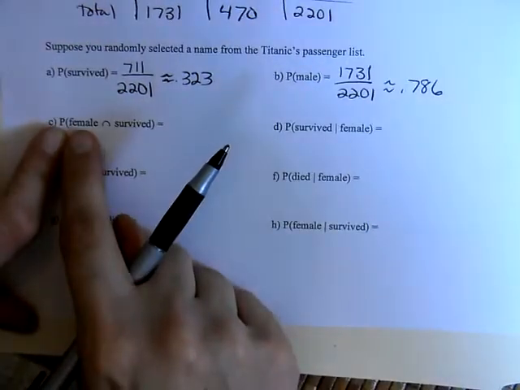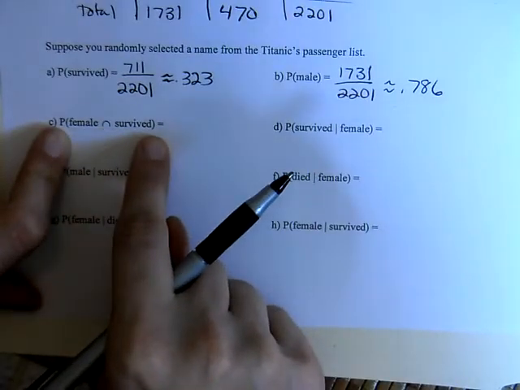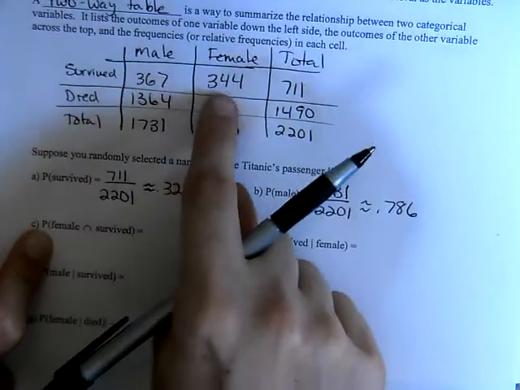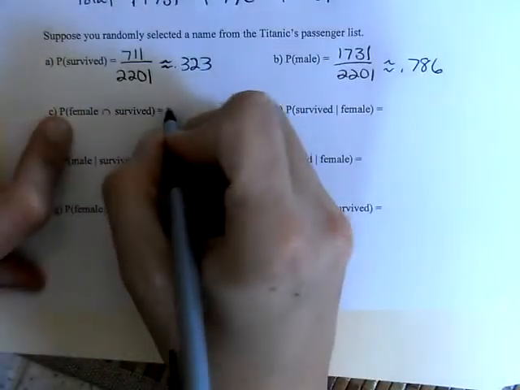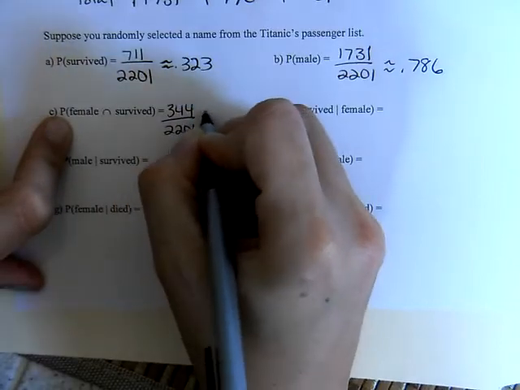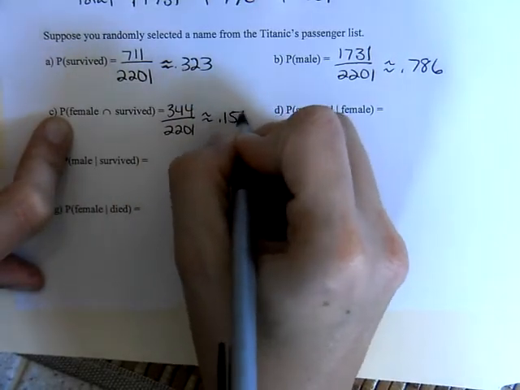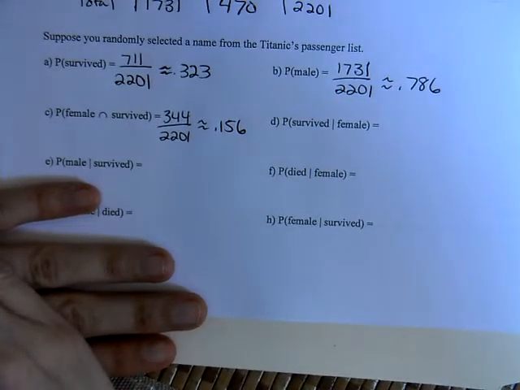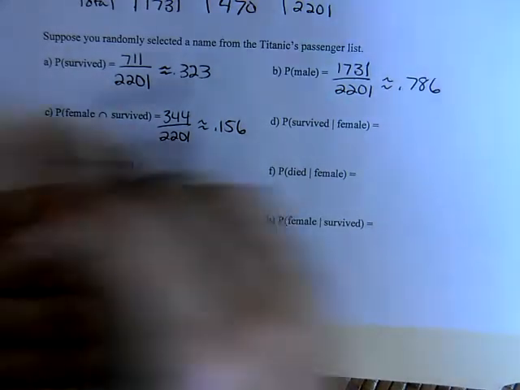So what's the probability you get a female and they survived? So female and they survived would be 344 out of 2,201. And that's about 15.156. So about 15% female survived.